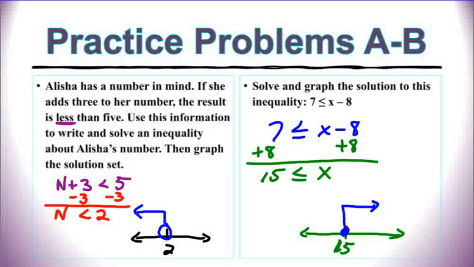Now a common mistake would be, well, it says less than or equal to, so I have to go to the left. But because the variable is on the right-hand side, you have to read it backwards. Always read it from the variable. X is greater than or equal to 15.